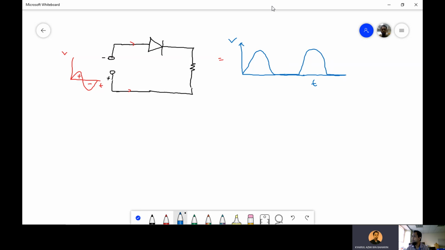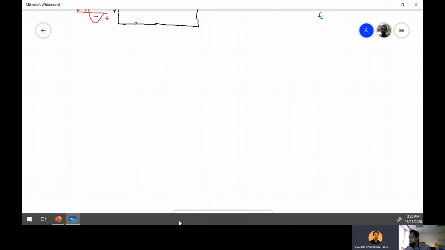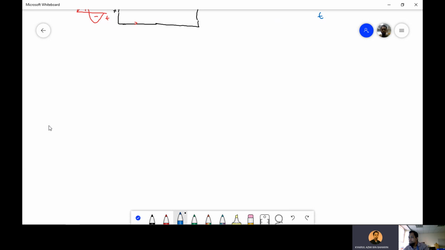Okay, now let's look at the definition of average, RMS, peak to peak, and so on. Okay, so we need to memorize a few simple equations. Let me redraw the figure just now for an AC wave.